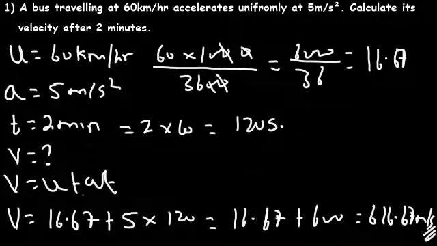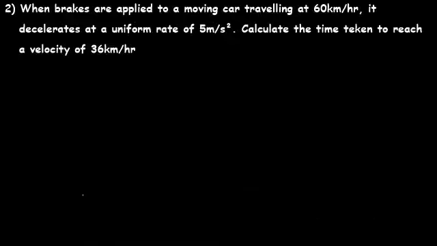On to example number 2. When brakes are applied to a moving car traveling at 60 km per hour, it decelerates at a uniform rate of 5 meters per second squared. Calculate the time taken to reach a velocity of 36 km per hour. So just like before, let's write out what we know or what is given. Now let's say the brakes are applied to a moving car traveling.